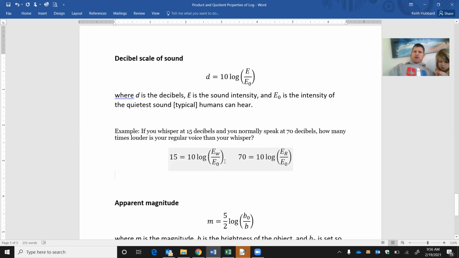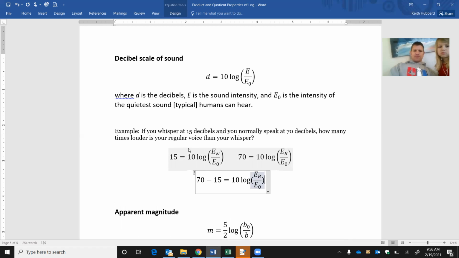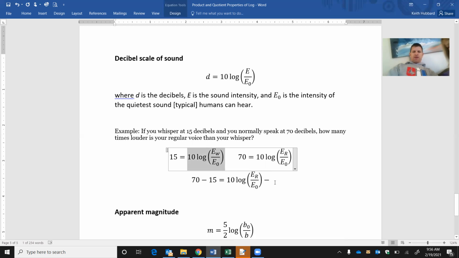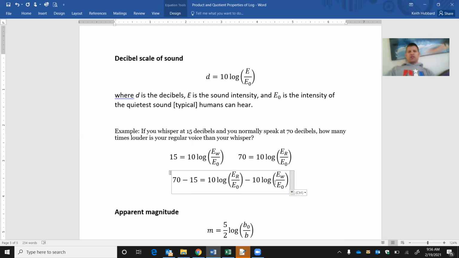What if we subtracted the right side of this from the right side of that, the left side of this from the left side of that, and let's see what we got. So 70 minus 15 on the left, and 10 log ER over E naught, minus 10 log EW over E naught. Now, we have something here that you can easily use that difference property of logs. Now, I say easily, that 10 is really getting in the way.